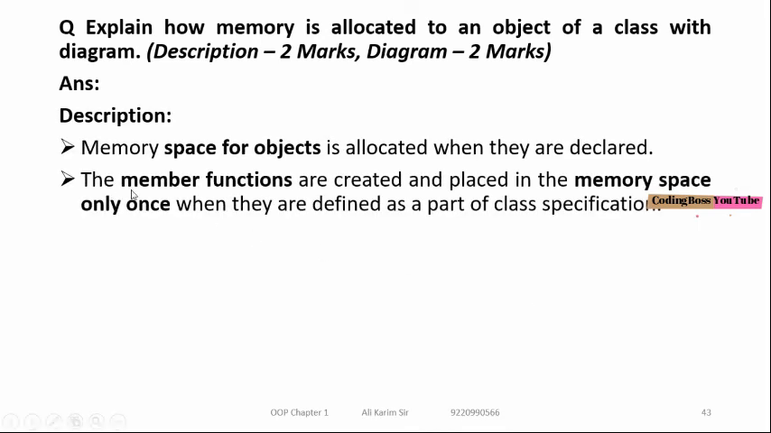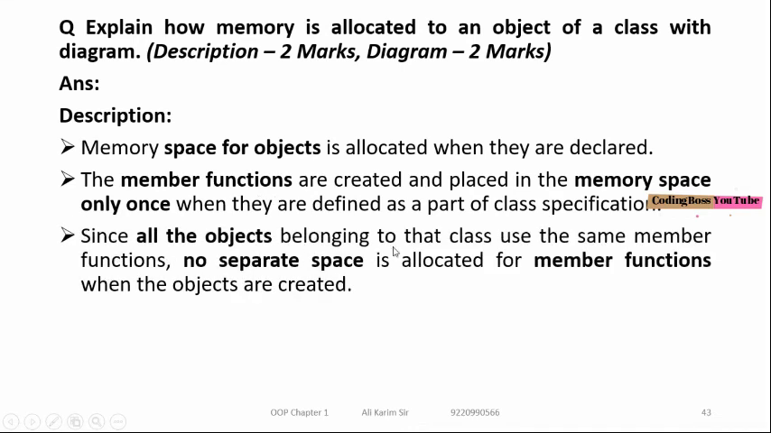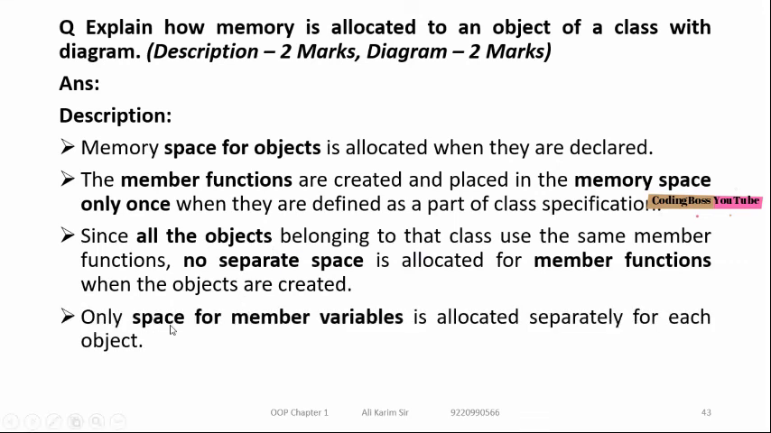So that is the reason the statement here says member functions are created and placed in a memory space only once. Hope you understand this underline. And since all the objects belonging to that class use the same member function, there is no separate space. All the objects belonging to the same class make use of the same function again and again. Therefore, no separate space is allocated for functions, but space for member variables is allocated separately for each object. It means all the objects have variables and every variable has different values. Therefore, separate memory space is created for every variable.